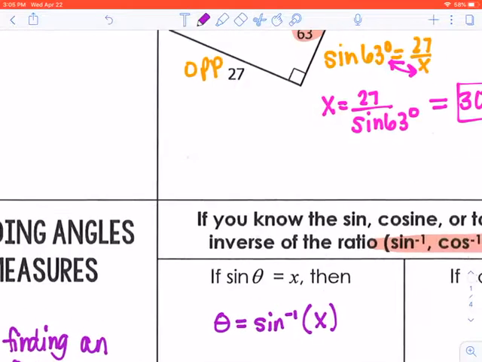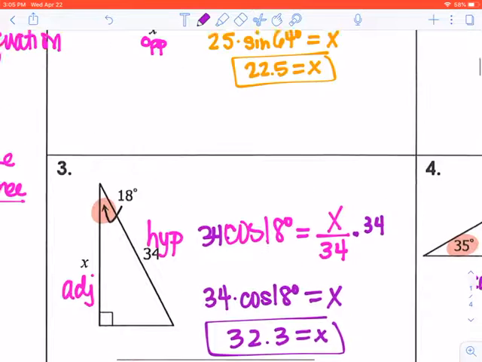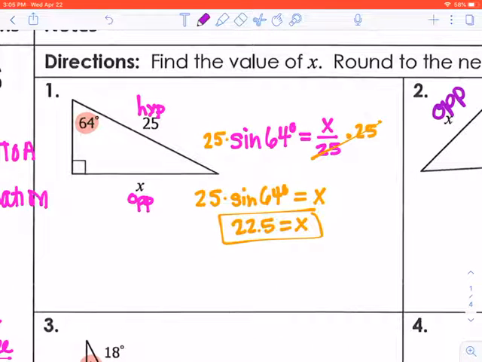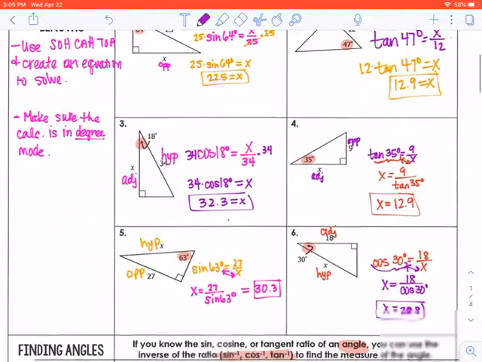So what I have above here, when I have something like sine 64 equals x over 25, the angle of 64 degrees, the sine there has a specific ratio. The ratio is 22.5 over 25, okay? That is the ratio every single time for sine of 64 degrees, okay? So let's say I'm given 22.5 over 25. I'm going to find the angle associated with that ratio for sine, and it's going to be 64 degrees. And we're going to do that in our calculator. Our calculator has all this information, okay?